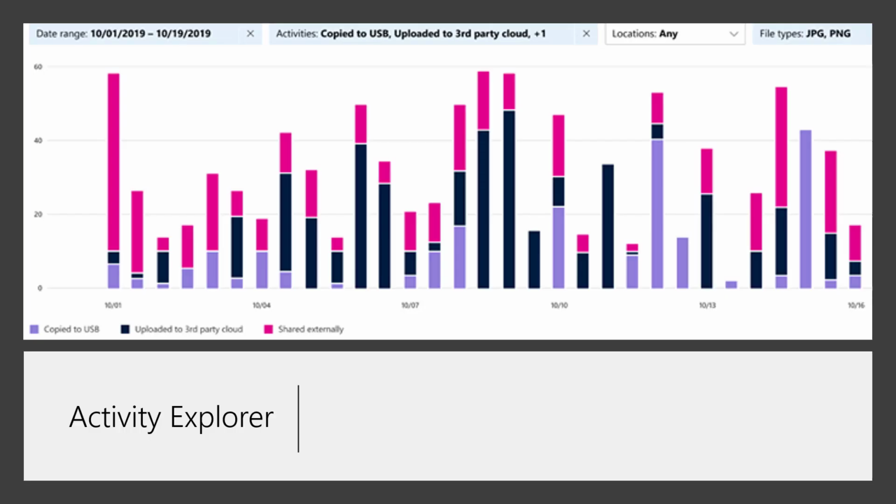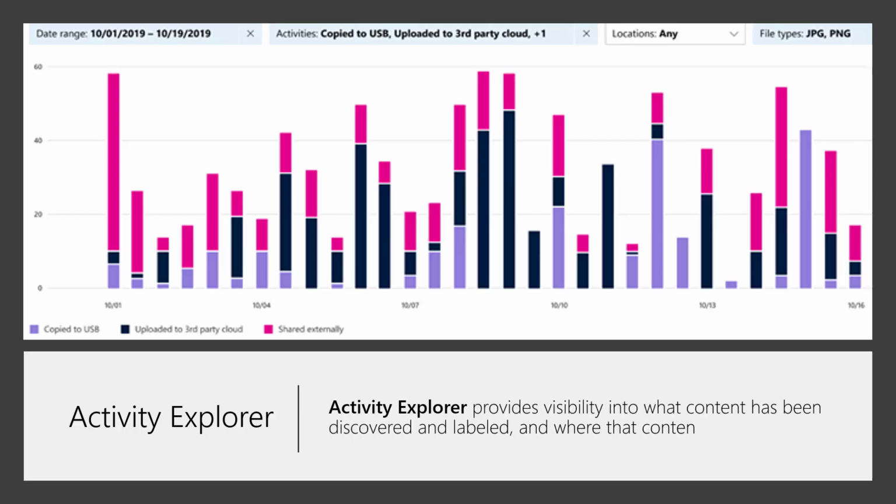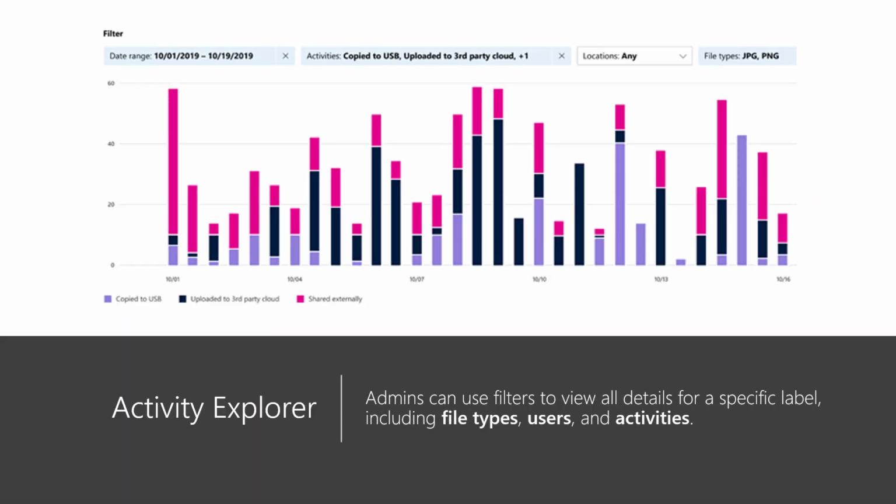Activity Explorer is a feature that provides admins with visibility into what content has been discovered and labeled, and where that content is located. It allows the admin to monitor what's been done with labeled content across the organization and provides visibility into document-level activities like label changes and label downgrades. When using Activity Explorer, the admin can use filters to view all details for a specific label, including file types, users, and activities. Essentially, what Activity Explorer does is help you understand what's happening with labeled content over time.